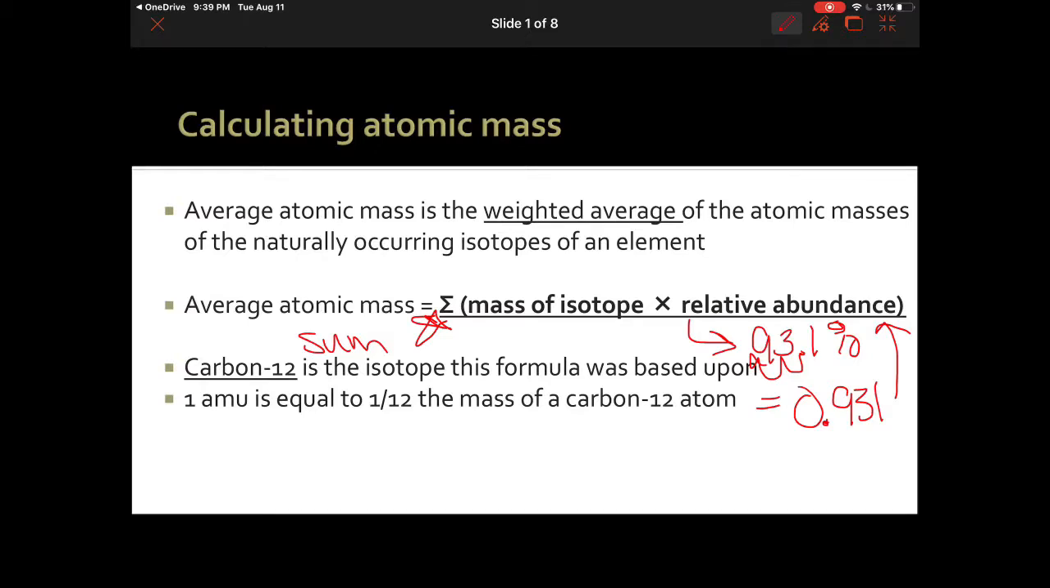Carbon-12 is what the isotope formula was based on. So one atomic mass unit is equal to 1/12 the mass of a carbon-12 atom. So one carbon-12 is exactly 12 atomic mass units.